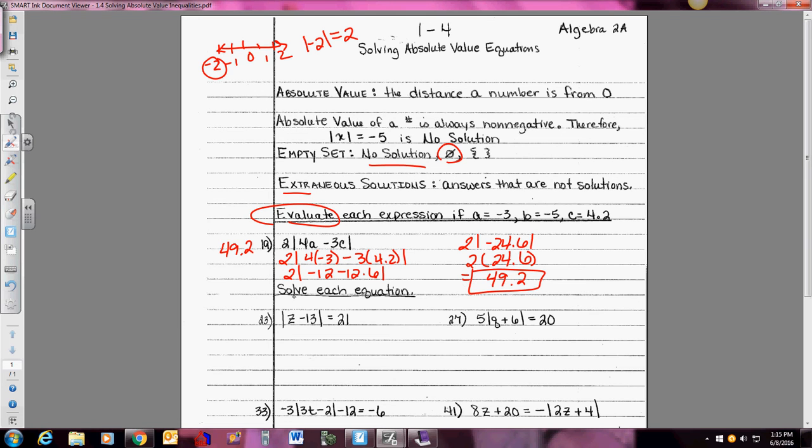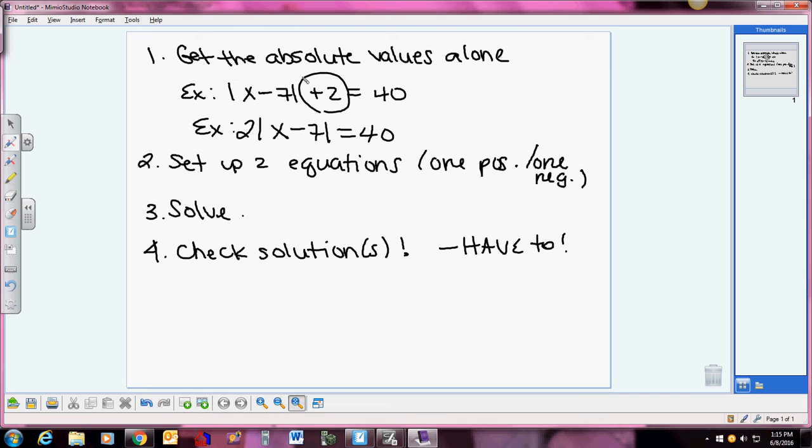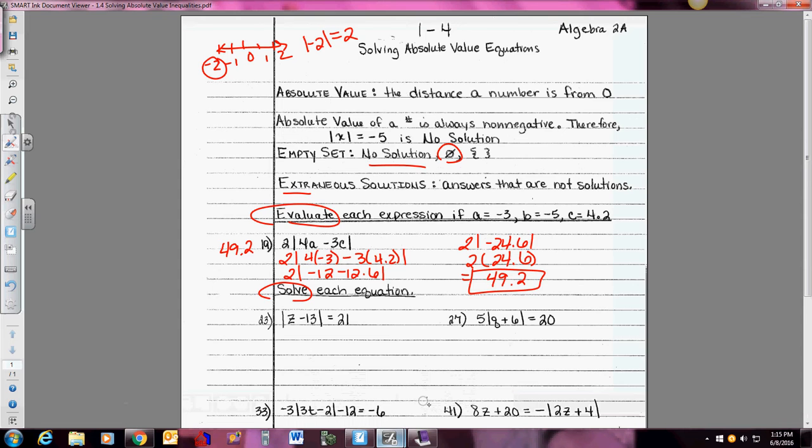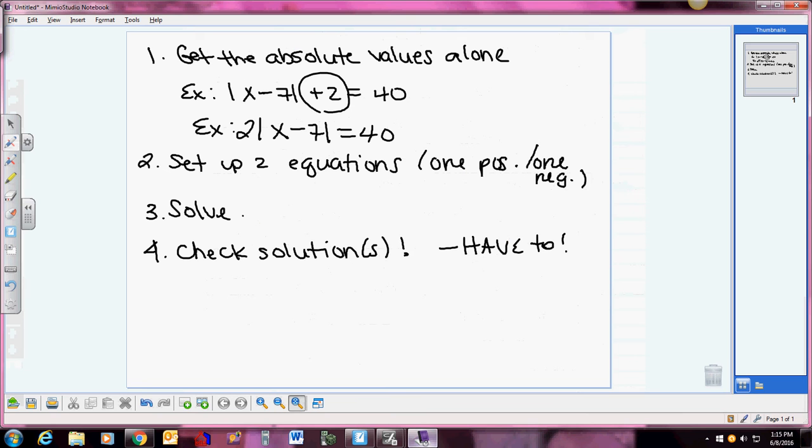Let's go to 23. Solve each equation. Again, go back to your notes from the back side to solve. Make sure the absolute values are alone before you go to step 2. Are the absolute values alone in our problem? Yes. The z minus 13, I don't care how much is inside the absolute values. You could have the whole alphabet in there if you wanted to, as long as nothing is on the outside, then you're fine. So now we're going to go to step 2.